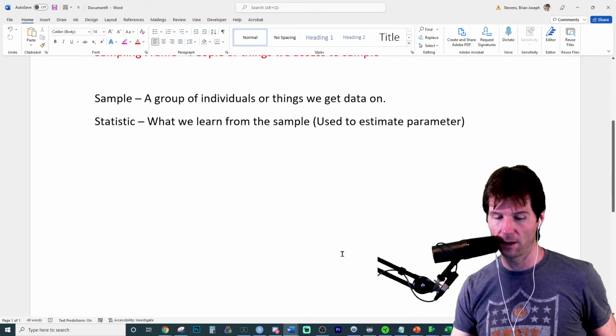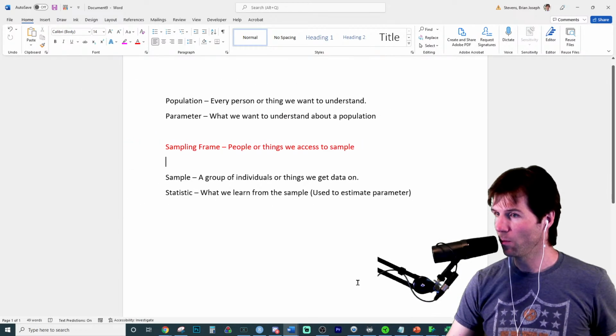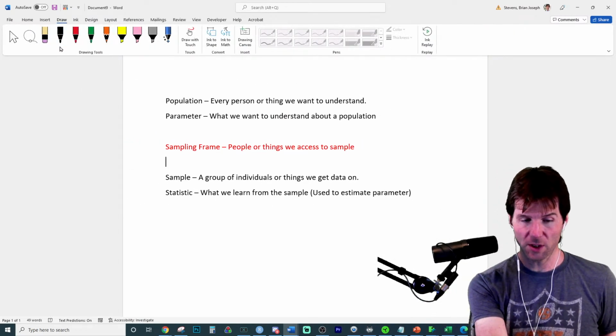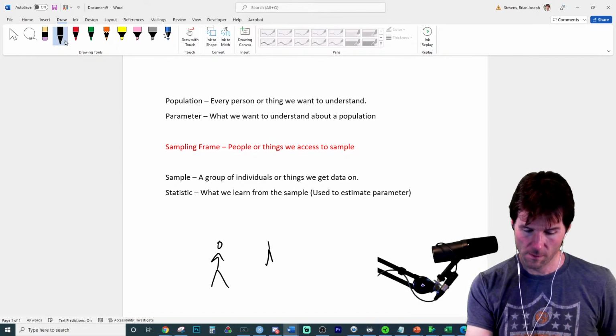Think about it like this. This might help when you think about it as a frame. I didn't draw this picture yesterday, but if you have a bunch of people, shrink them down here a second.